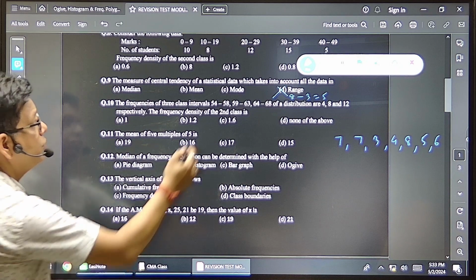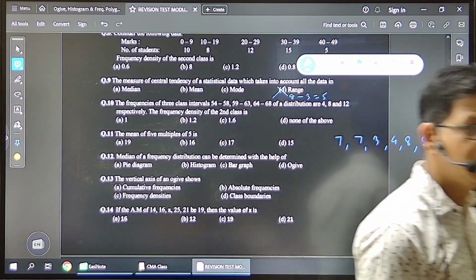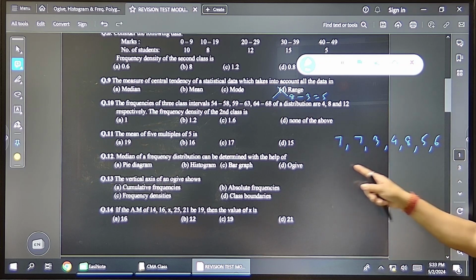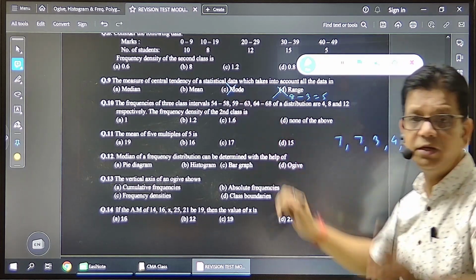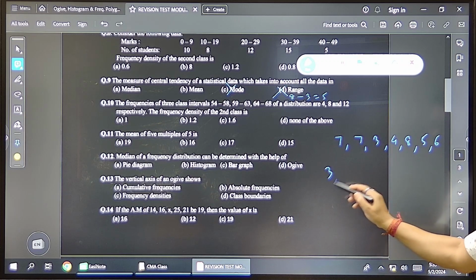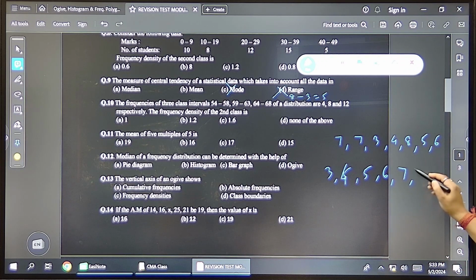Then coming to mode. You know mode, what is the mode? Which one comes maximum number of times? So 7. So here also we are taking only one data. So that is not the option. Now median. You know median, what is median? Arrange them in ascending order or descending. I'm doing ascending. 3, 4, 5, 6, 7, 7, 8.